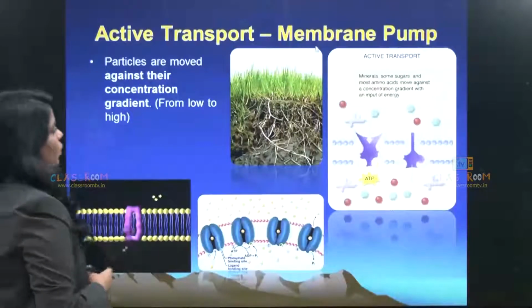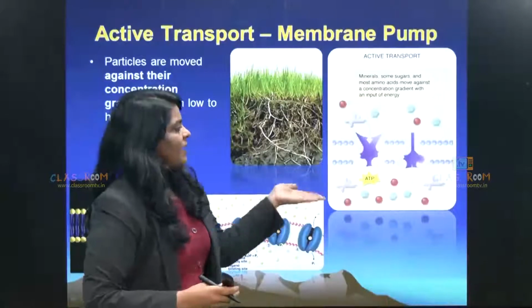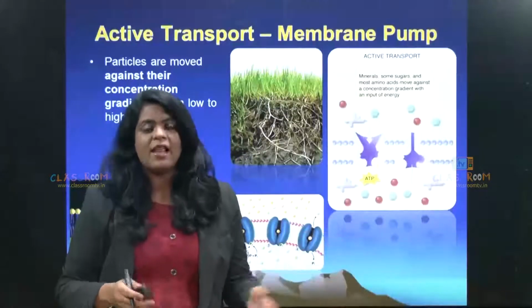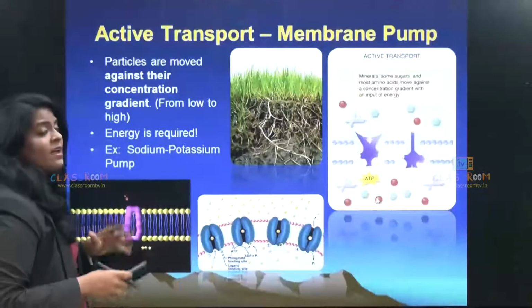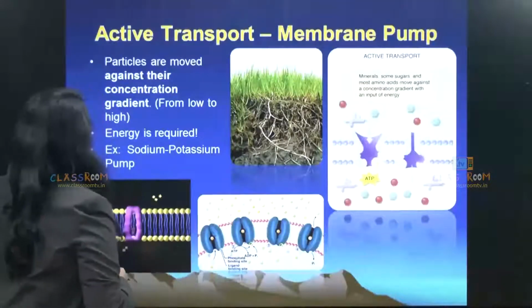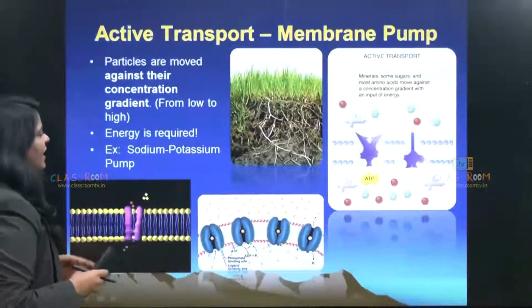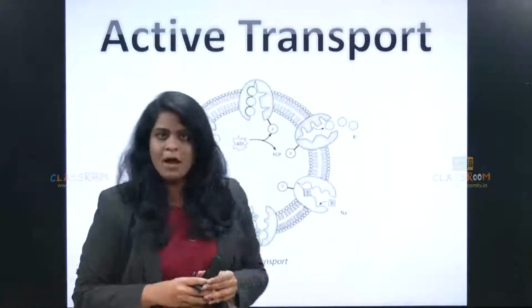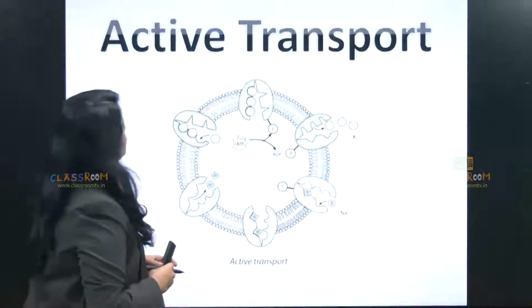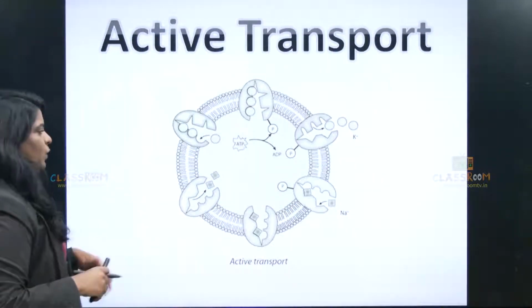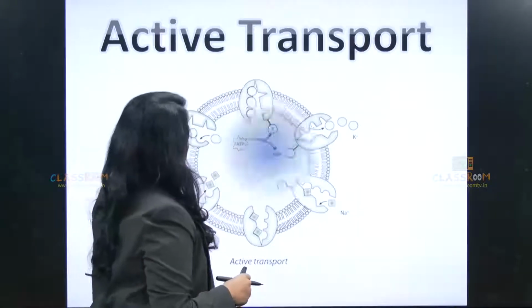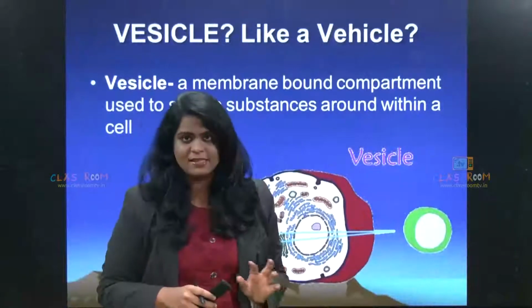Okay, so like I told you, ATP is the powerhouse of the cell, and we have spoken about active transportation occurring in the cell in the mitochondria, and here energy is required. Example is sodium potassium pump. Now coming to active transport, this is just a depiction of how the active transportation is occurring inside the cell.